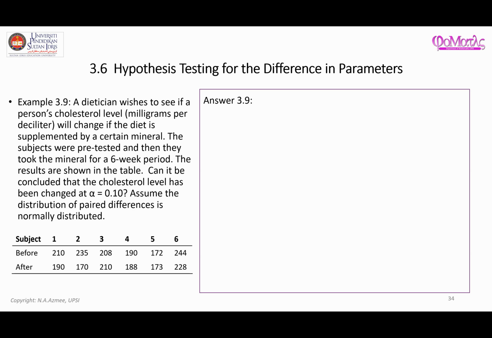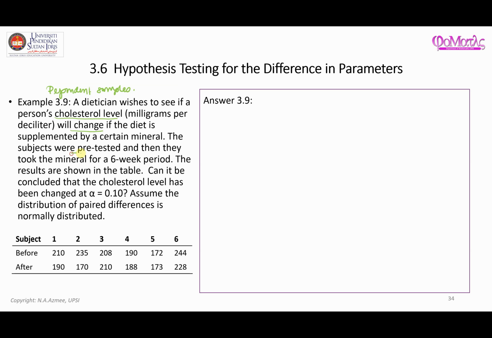In this video, I'm going to give another example related to hypothesis testing for the difference in the population means. And here is an example of having dependent samples. So here we have a dietitian that wishes to see if a person's cholesterol level will change if the diet is supplemented by a certain mineral.